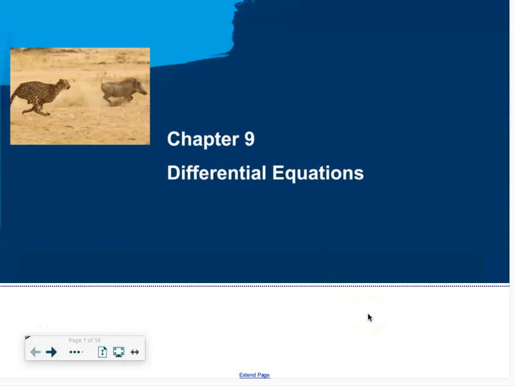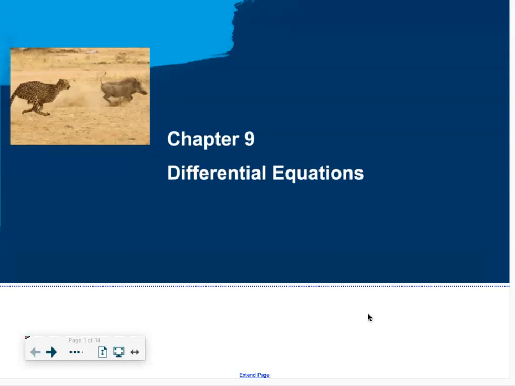Okay, so we're starting chapter 9 today. The general topic for the chapter is differential equations. Inside of this chapter, we will be studying the concepts of exponential growth and decay, which will mostly be in the context of population growth and decay. We will learn how to solve a differential equation, which is a big deal on the AP exam.